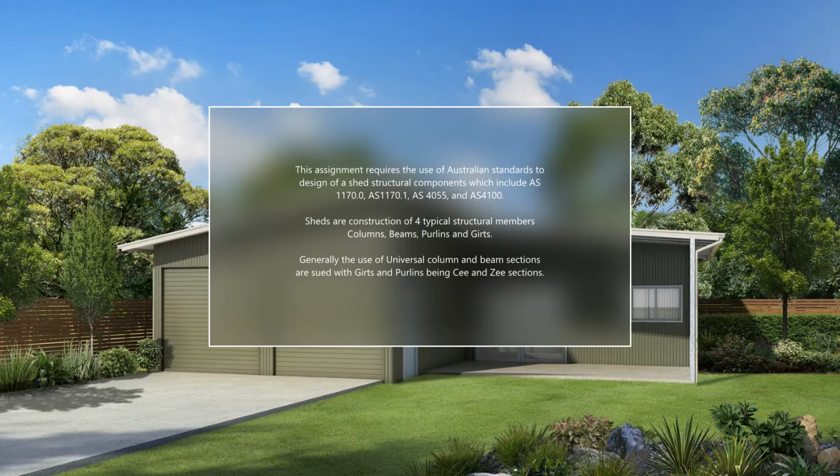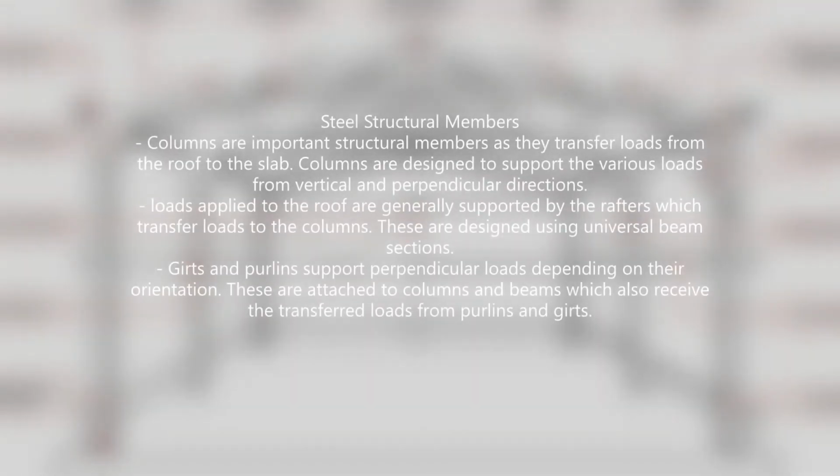This assignment requires the use of Australian standards in the design of shed structural components, which includes the use of AS 1170.0, AS 1170.1, AS 4055, and AS 4100. Sheds are constructed of 4 typical structural members: columns, beams, purlins, and girts. These members support the loads of the structure while supporting their own self-weight. Generally, the use of universal column and beam sections are used, with girts and purlins being C and Z sections.